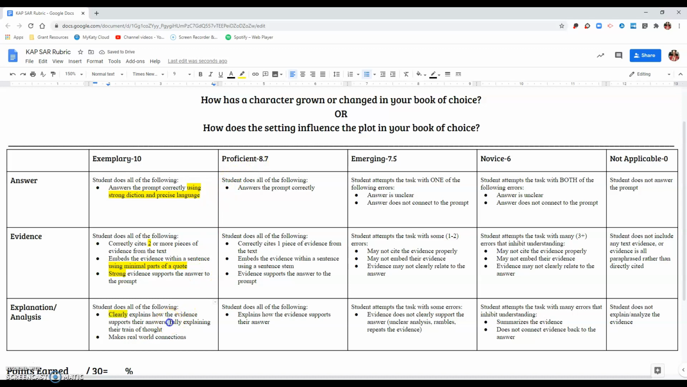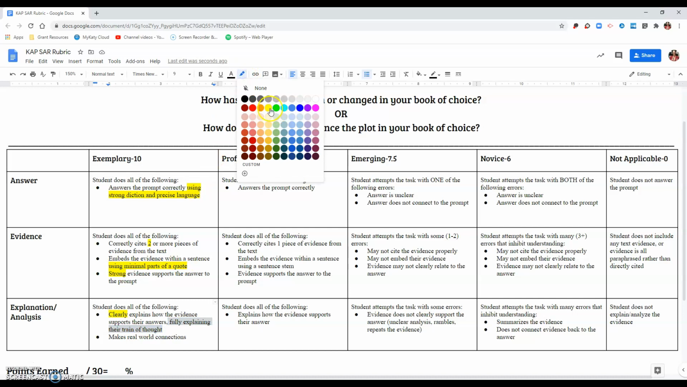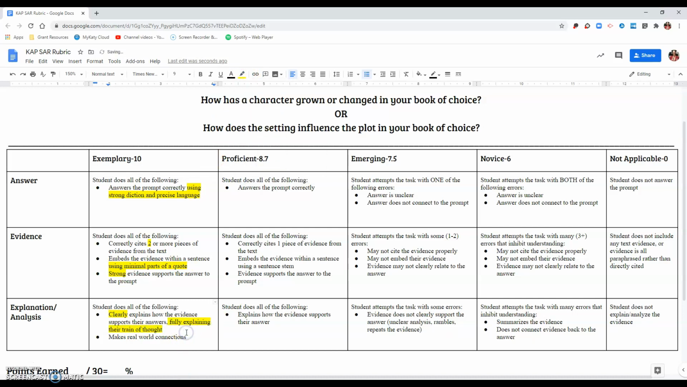Fully explaining their train of thought. So you're not rambling here, you're getting straight to the point, and you are explaining how you got there. You're explaining how that evidence supports your answer. And then here's the biggest difference.